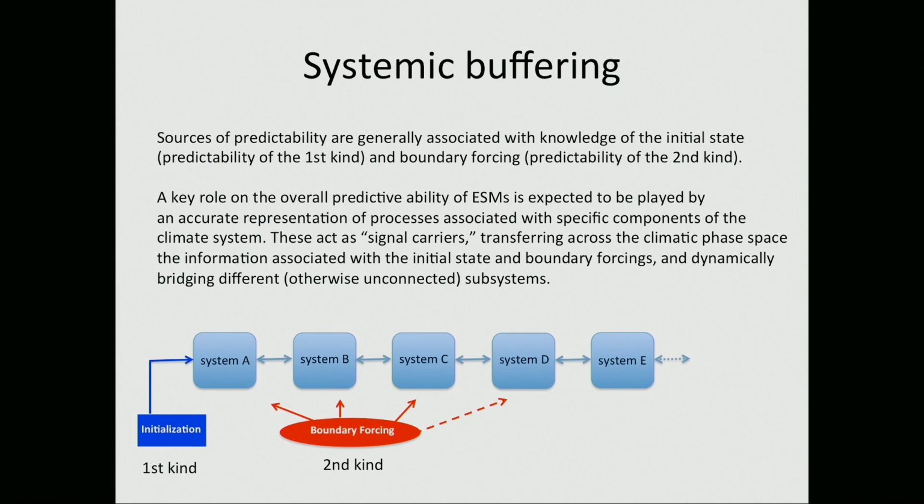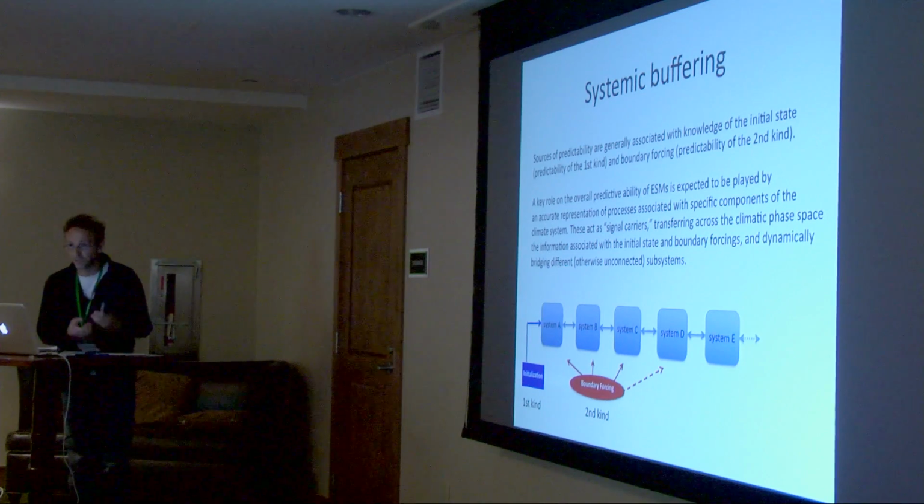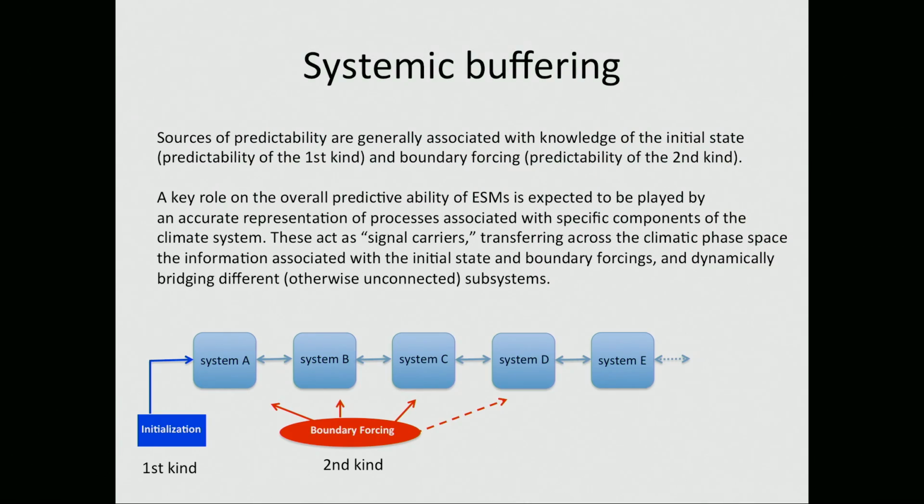So it is clear that including additional subsystems or better representing other systems than the ones that we currently make use of is certainly beneficial. In our traditional approach, initialization and boundary forcing are the two sources of predictability, and for people working in decadal forecast, we want to maximize the first kind of predictability, because that is the added value compared to the long-term projection.